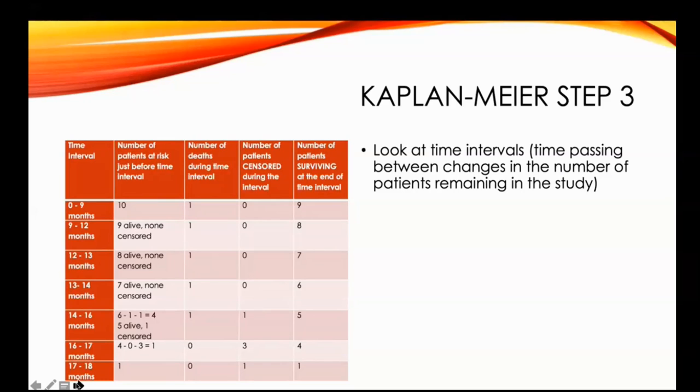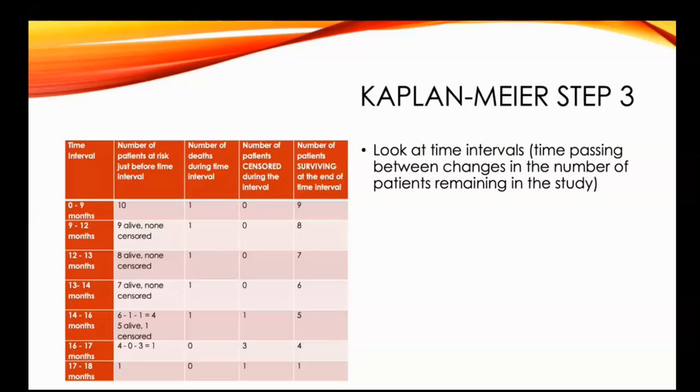And I'm going to have you keep following along on the worksheet as we go. From 13 to 14 months, we start with 7 patients alive, none are censored, 1 dies, and then there are 6 at the end. Then from 14 to 16 months, this is the first time that we see a patient censored. From 14 to 16 months, we start off with 6 patients at risk, then we have 1 die and 1 censored. So at the end, there are 5 that are surviving, but then at the start of the next time period from 16 to 17 months, there are only 4 at risk because 1 was censored during the last time period.